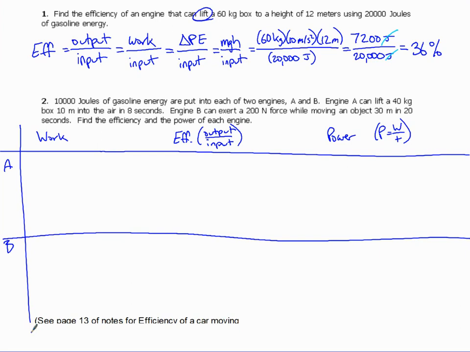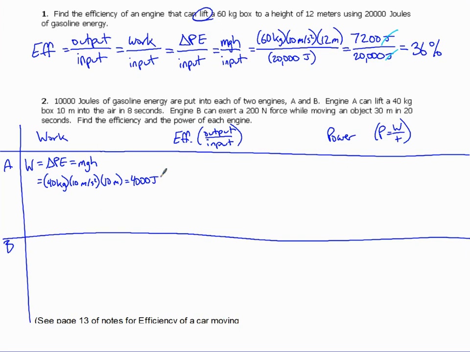So engine A can lift a 40 kilogram box 10 meters through the air in 8 seconds. Lifting, we're talking about change in potential energy, which is mass times the acceleration of gravity times the height. So the work is, let's see, the mass is 40, acceleration of gravity, and the height is 10 meters. And so the work is 4,000 joules.